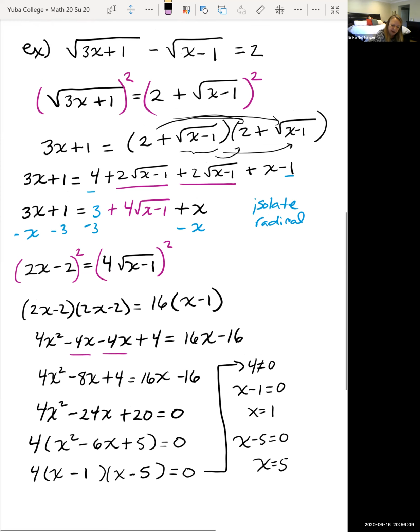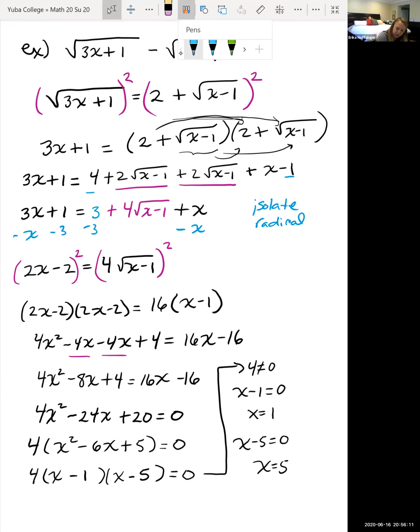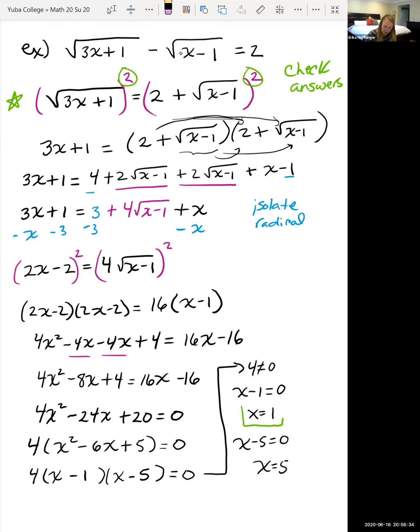Okay, we're not quite done because we ended up raising both sides of our equation by a square, an even power. So we have to check our solutions for extraneous answers. Okay, so x equals 1. We want to go back into the original and see if we plug in 1 for x, if we would get the same thing. I'm going to try this.